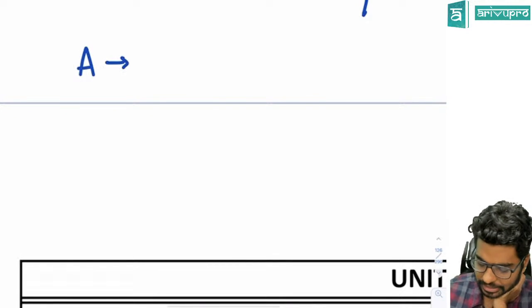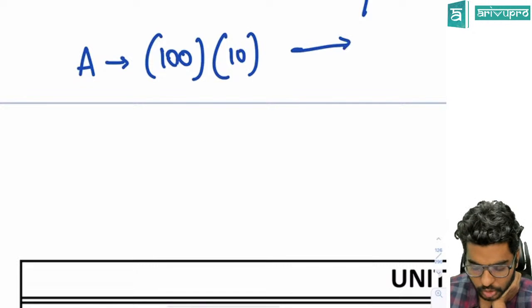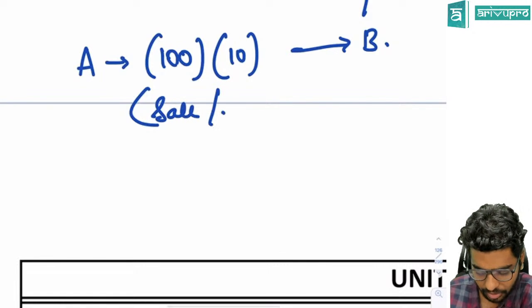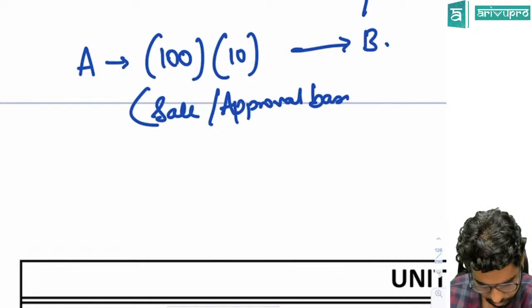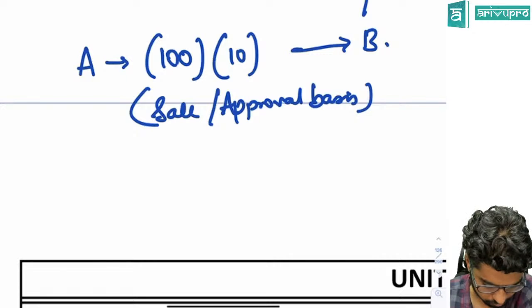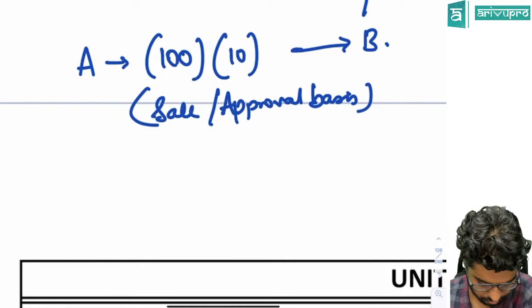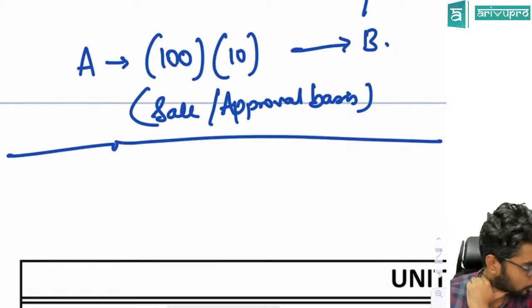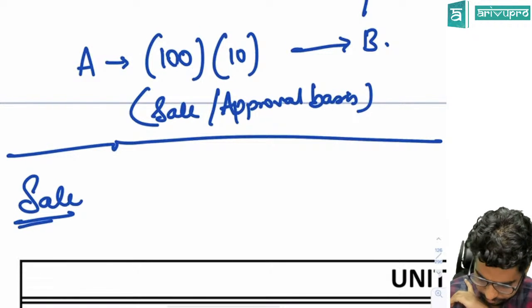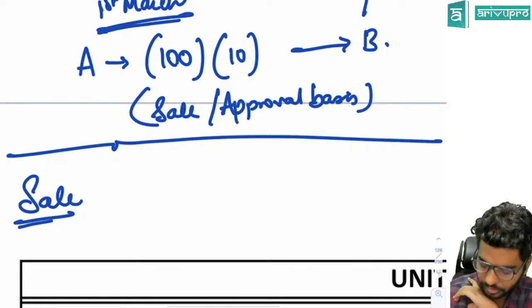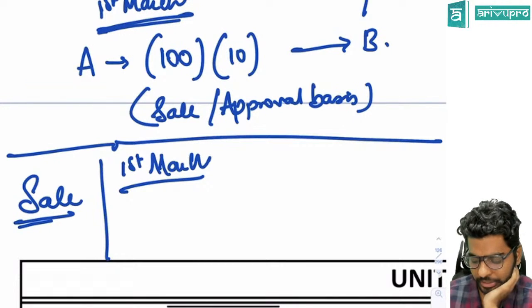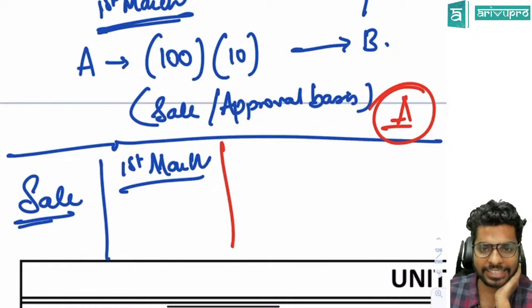Now A sends 100 units at 10 rupees to B. The moment they say A sent 100 units at 10 rupees to B, we'll say it is sent on sale or approval basis. Are you clear? Done. So when A sends goods to B, I told you we shall be treating it as a regular sale. Let's say on 1st March, I'll be posting an entry as: A sold goods to B. So I'm doing all the accounting in the books of A. What will be the journal entry?